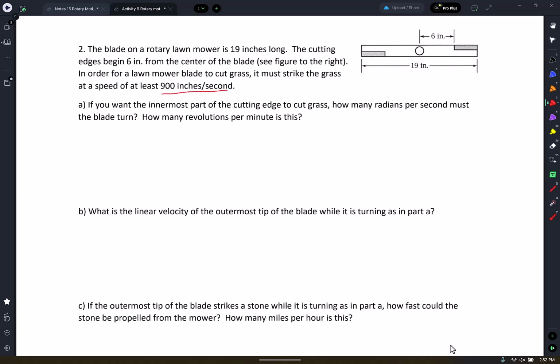Is that 900 inches per second angular or linear velocity? Linear. It's distance divided by time. Angular is anything to do with rotation. Radians, revolutions, degrees. Okay.